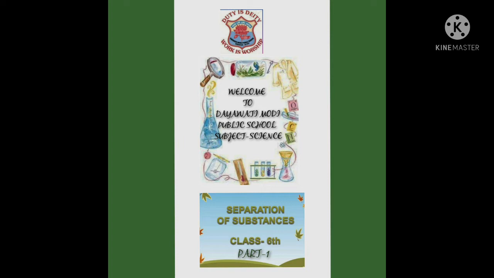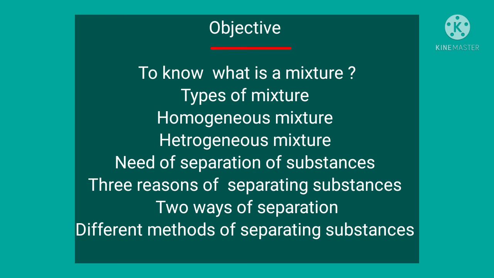Today we are going to start a new chapter, chapter number 5, separation of substances. In this chapter, you will know about the mixture, types of mixture, need of separation of substances from the mixture and different methods of separation.